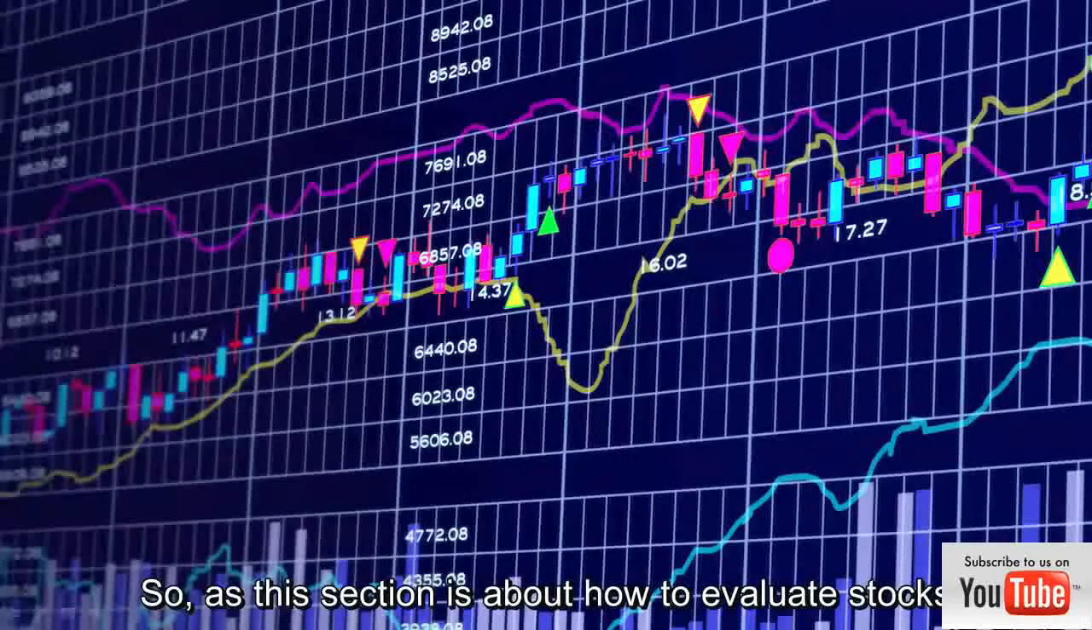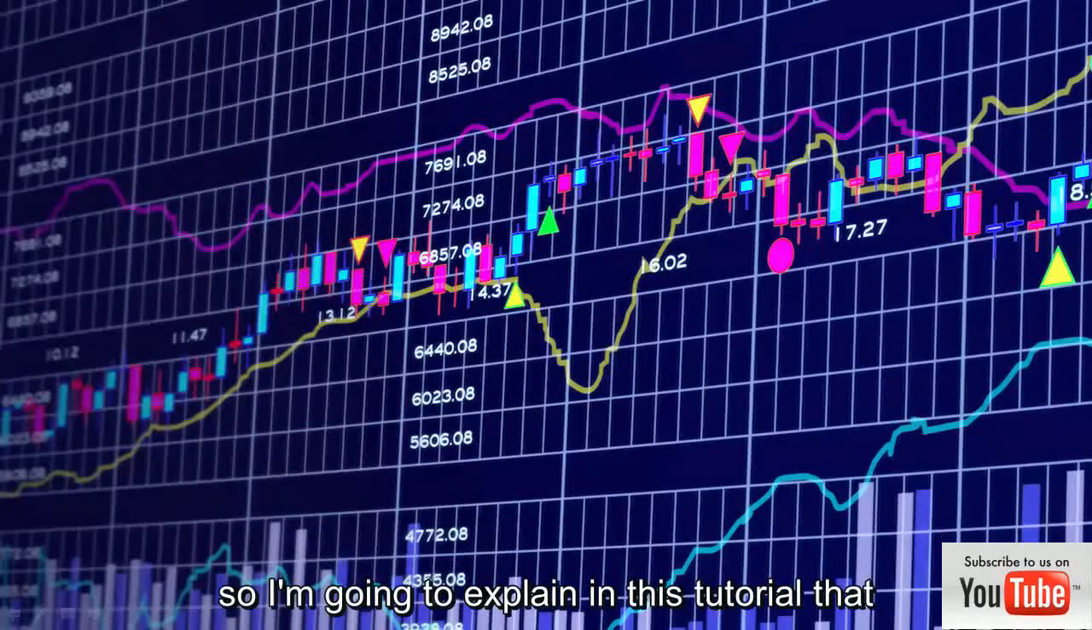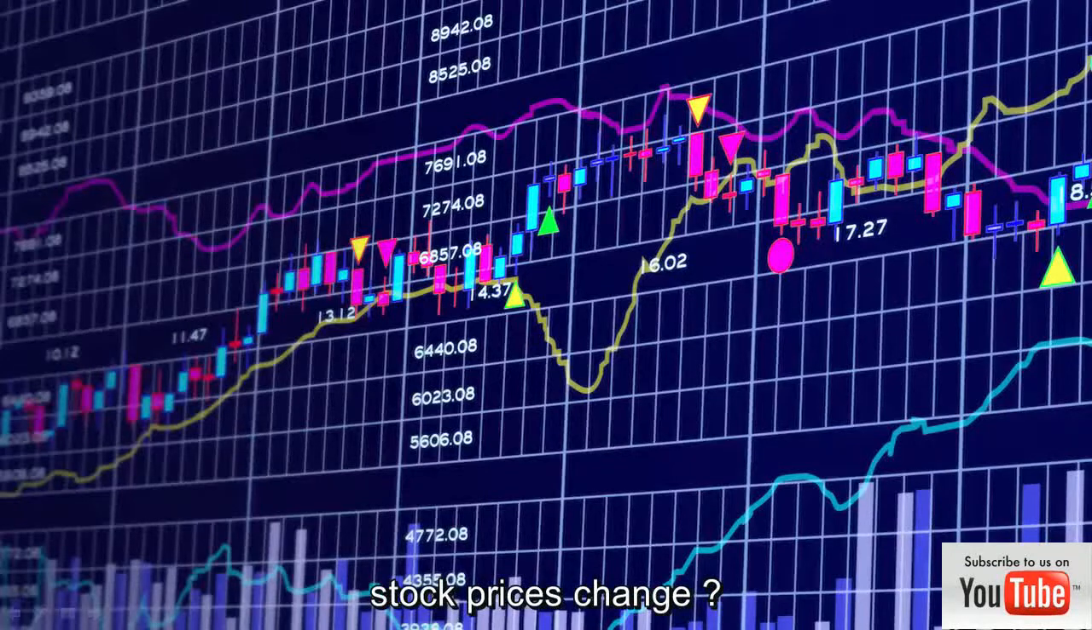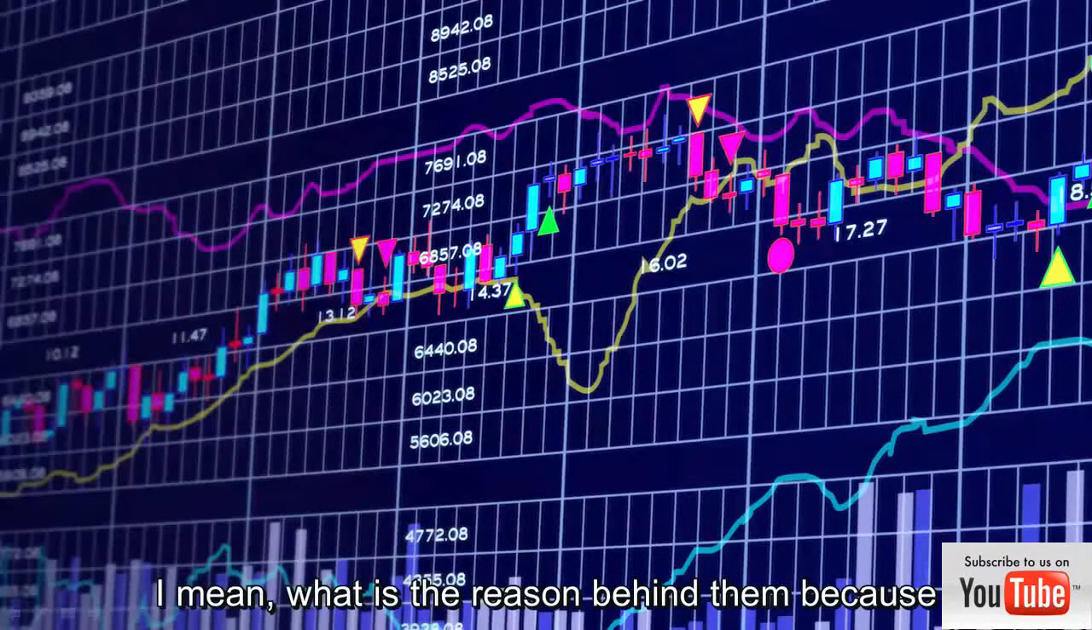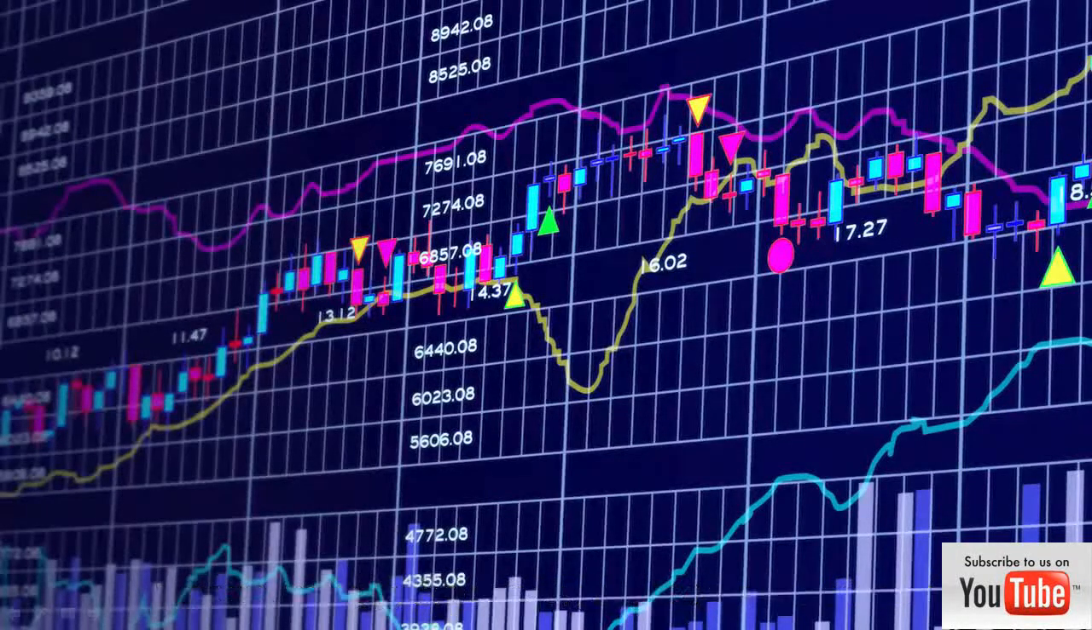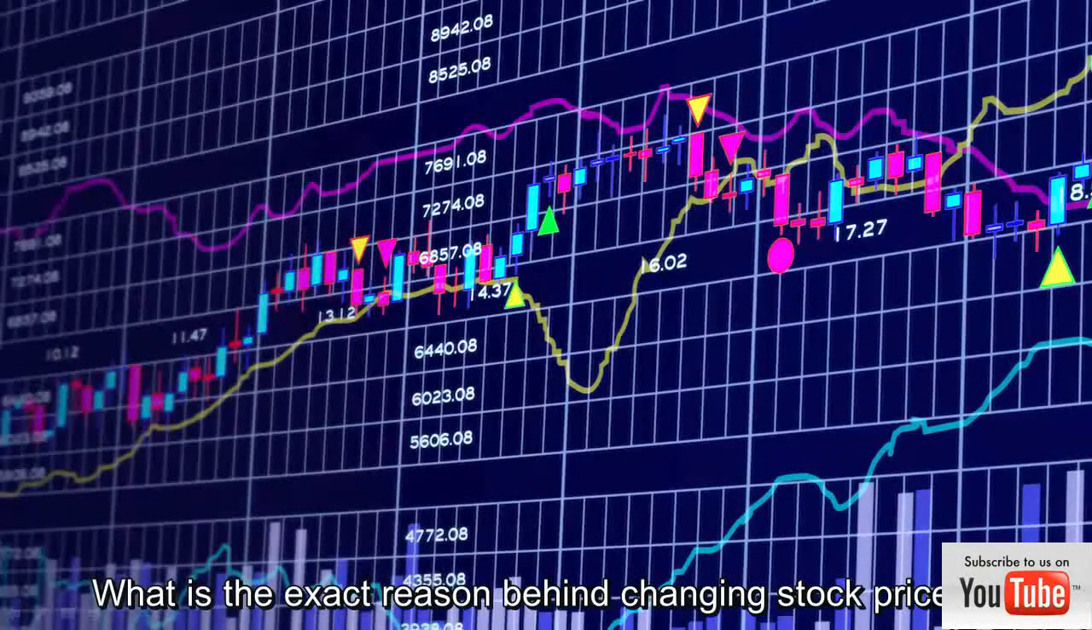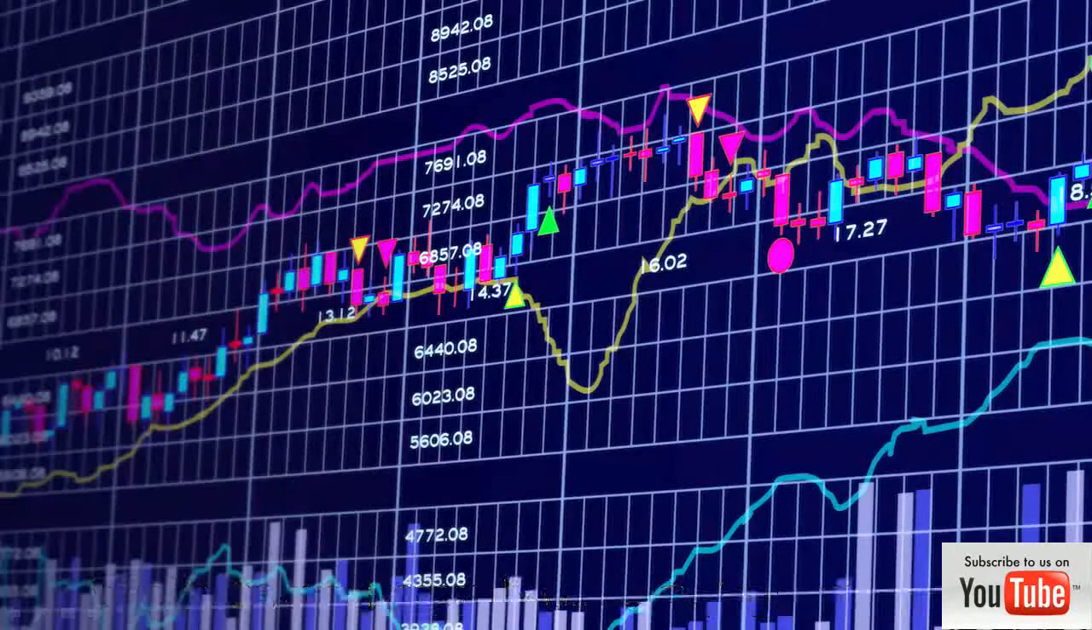So as this section is about how to evaluate stocks, I'm going to explain in this tutorial how stock prices change. I mean, what is the reason behind that? Because it's first important to know the exact reason behind changing stock prices, and then only I'll be able to better explain how to evaluate stocks.